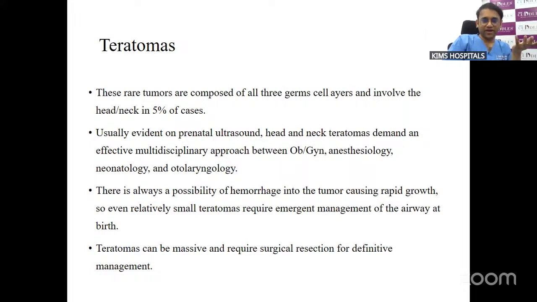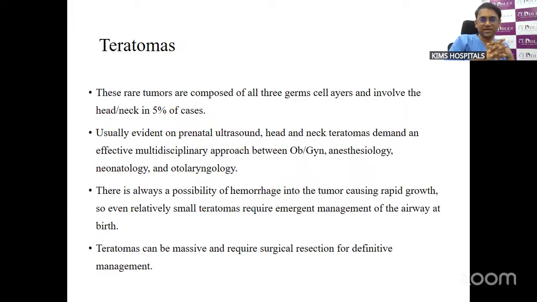When they have been identified antenatally, we can involve obstetrics and gynecology, anesthesia, neonatology, and otolaryngology airway teams. If it is causing severe airway problems, then we can go with the EXIT procedure so that we can intubate the baby and also do everything at the time. But a largely growing tumor can lead to hemorrhage, and all of a sudden that can lead to a significant increase in airway compression that can lead to emergent airway management.